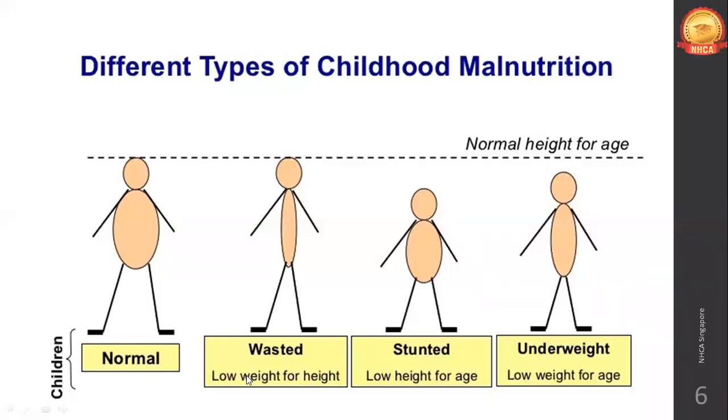In wasted, low weight for the height. Height is okay, weight is quite low as compared to the height. Stunted, low height for the age, but weight does not have much impact. Underweight, low weight for the age.